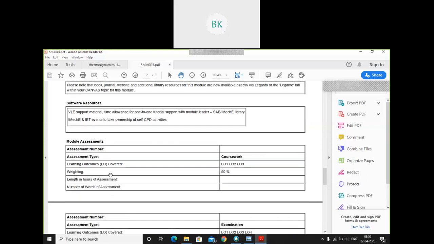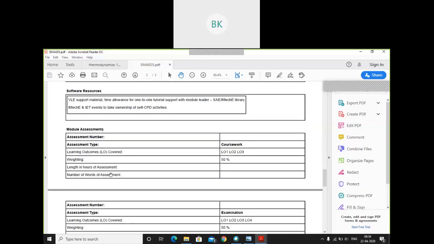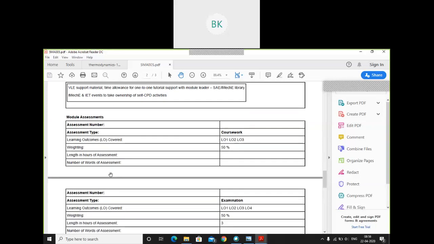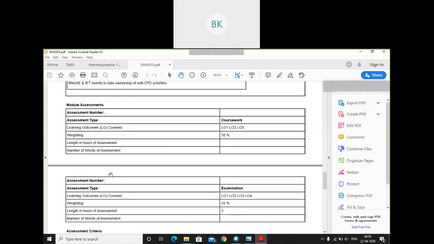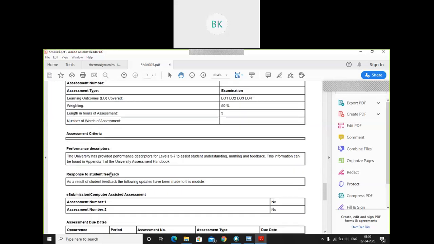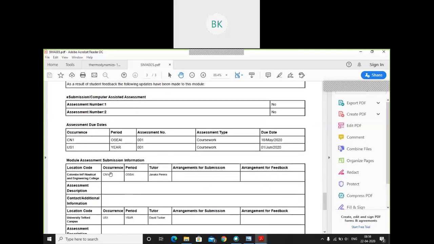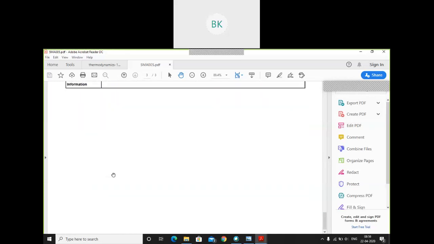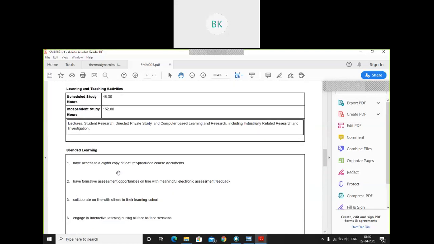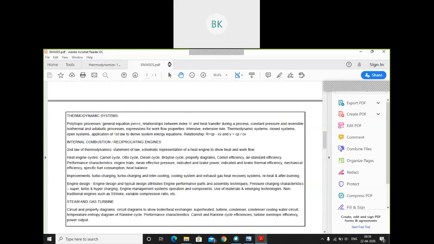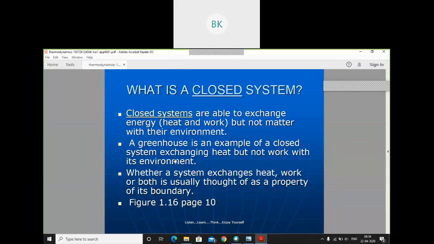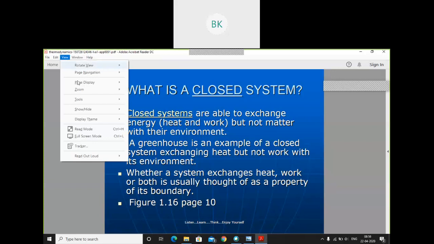And the assessment is 50% coursework. Examination is there, okay, fine. The examination will be there for 50%. So the notes will be beneficial for you. I'll share, no issue.